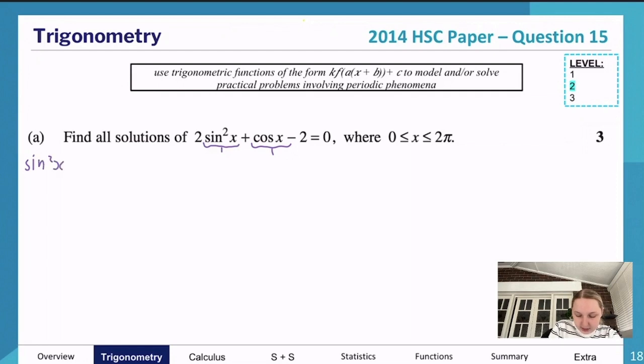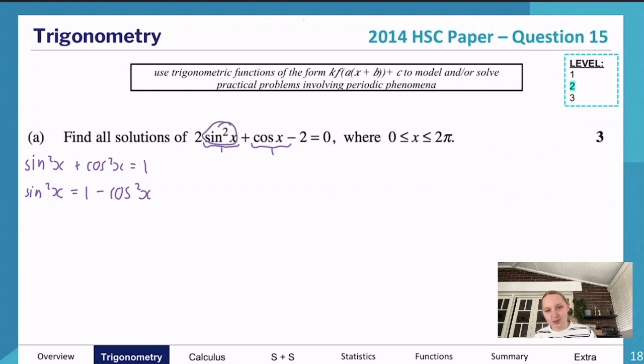Sine squared x plus cos squared x is equal to 1, right? So from that, we can then say that sine squared x is equal to 1 minus cos squared x. Funny how that works when we've got sine squared x as one of our parts of the question, right? So then we can say that equation is equal to 1 minus cos squared x plus cos squared x minus 2.